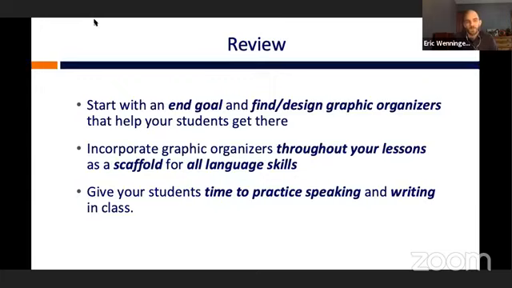In all of these examples, I think we can see the teacher starting off by giving a lot of support and then taking away those supports as students became more and more confident with the content and also with the language.